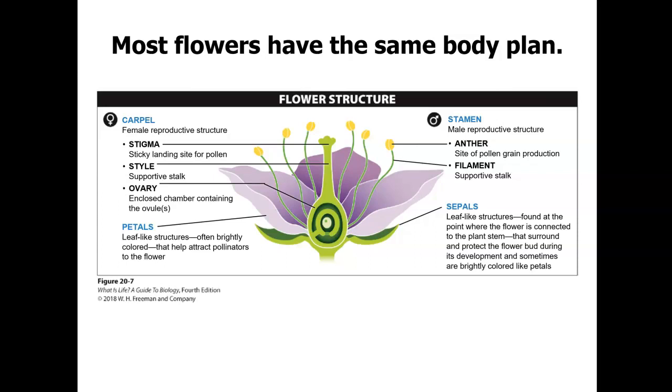Now, surrounding the petals is going to be a leaf-like structure. Usually they're going to be green, but sometimes they might be colored just like the flower. And so these are going to be found at the point where the flower is going to be connected to the plant stem. They surround and protect the flower bud during its development, and sometimes, like we said, it will be brightly colored, but those are there to protect those petals before that flower opens.